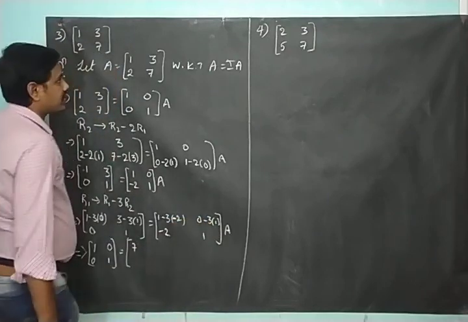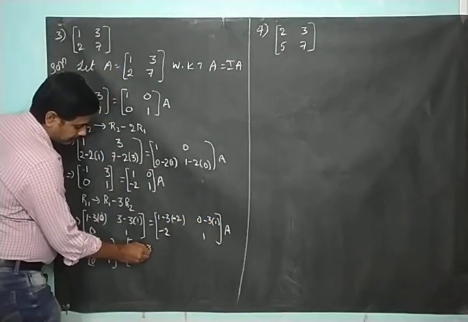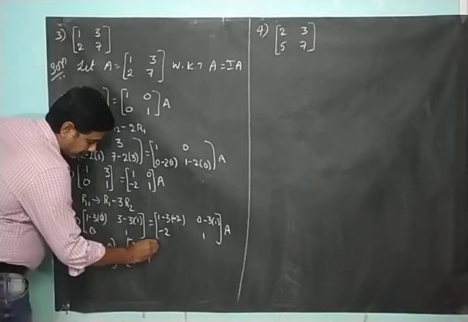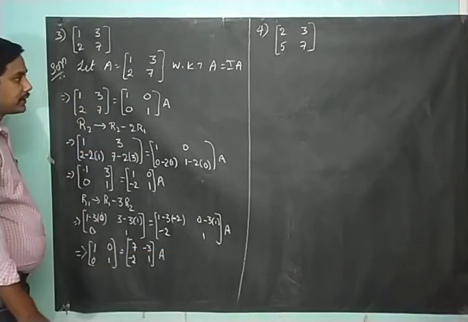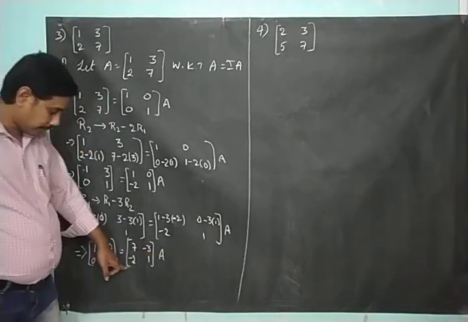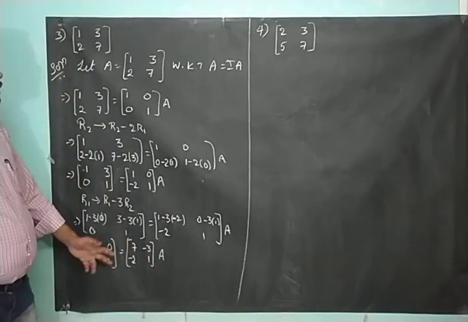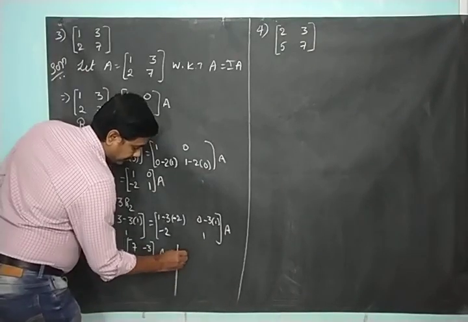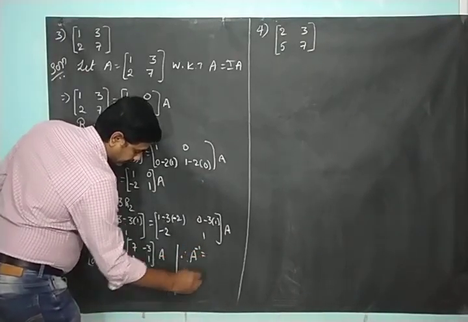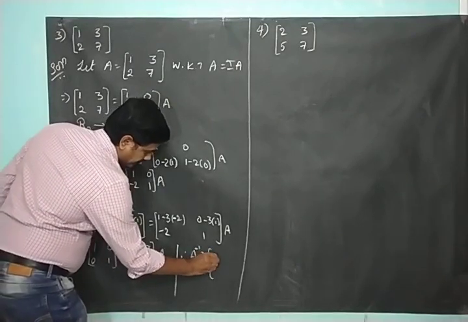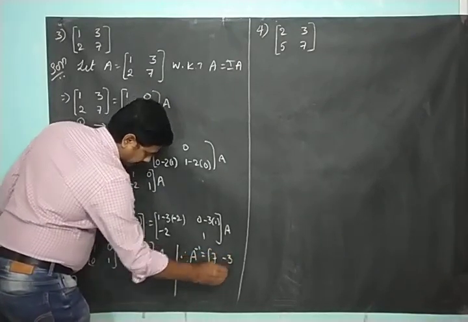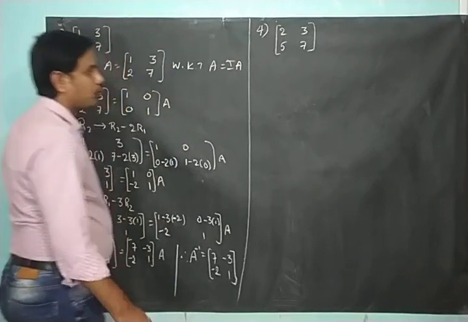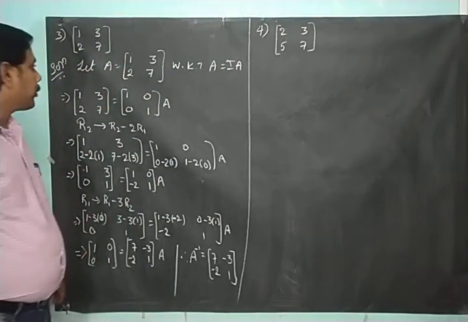Right? 0 minus 3 into 1. 3 into 1 is 3. 0 minus 3 is minus 3. And minus 2 here and 1 here into A. Right? So we got I is equal to something into A. So that will resemble to A into A inverse is equal to I. So what is A inverse? This particular matrix. A inverse will be [7, minus 3; minus 2, 1]. So I hope this thing is clear.